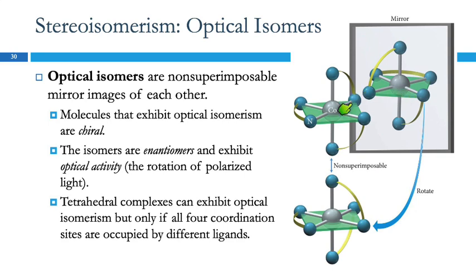So here, we're looking at the mirror image. So we've got this guy up here, that guy is just like looking in the mirror. And we take this down here and we try to rotate it and make it match up with that, and we can't. So this is an octahedral complex where we've got optical isomers. You can have optical isomers in tetrahedral complexes, but all four ligands have to be different.